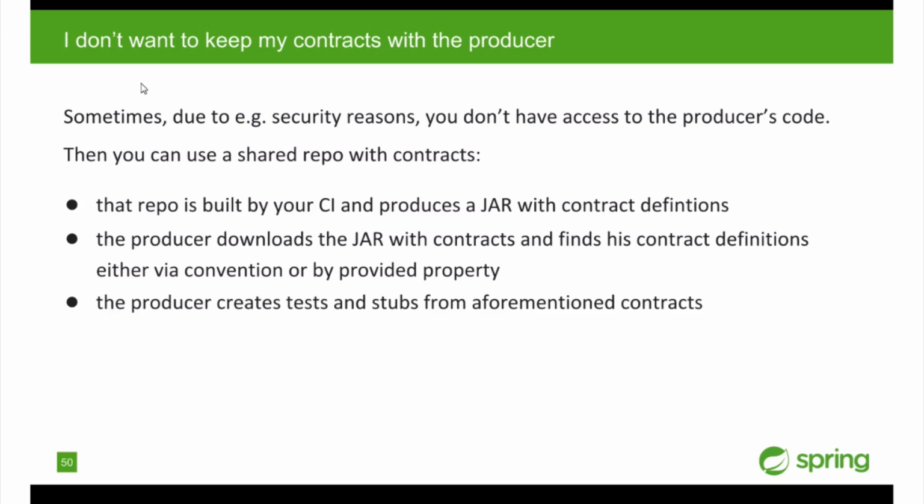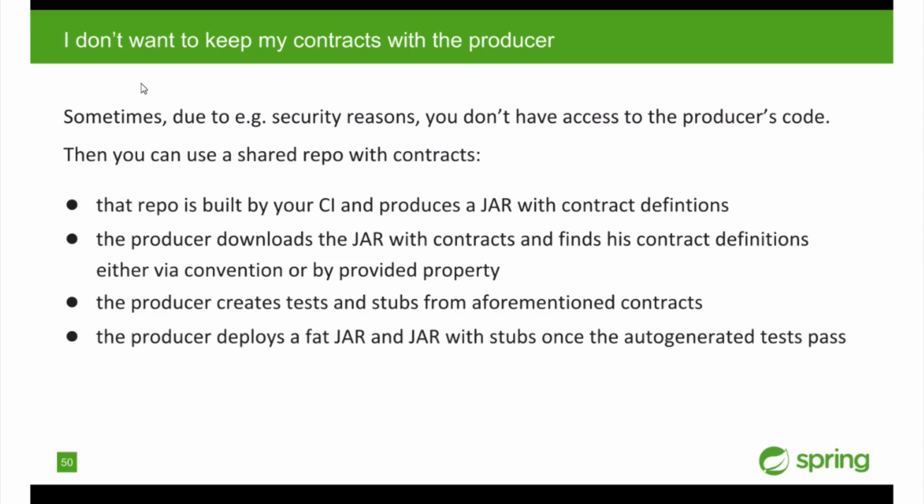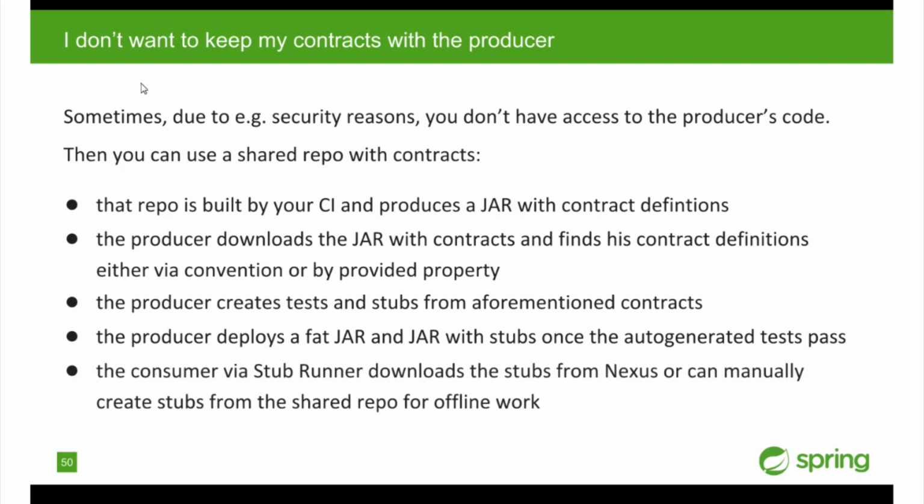So nothing changes in this regard. The only thing that changes is the place where the contract lay. And then the producer deploys a fat jar and jar with stubs. Once the auto-generated tests pass, you have to put it into your CI pipeline. The consumer uses stubrunner to download the stubs from Nexus. This is exactly the same way as you have seen during the demo.